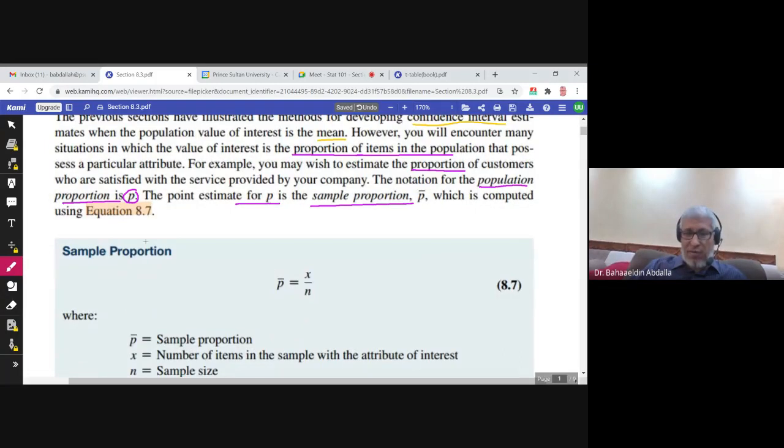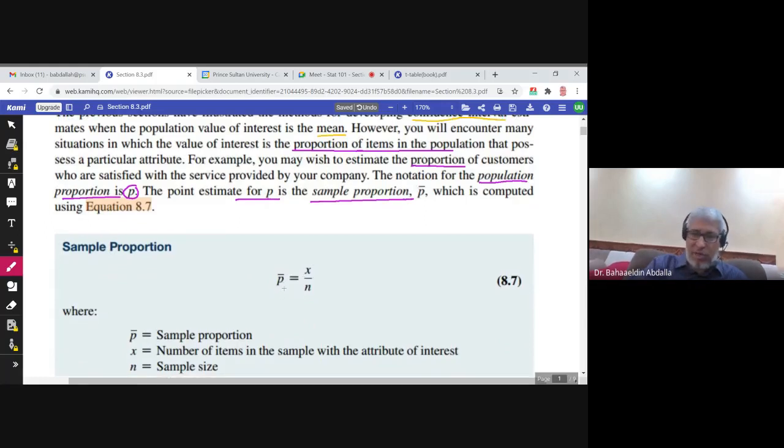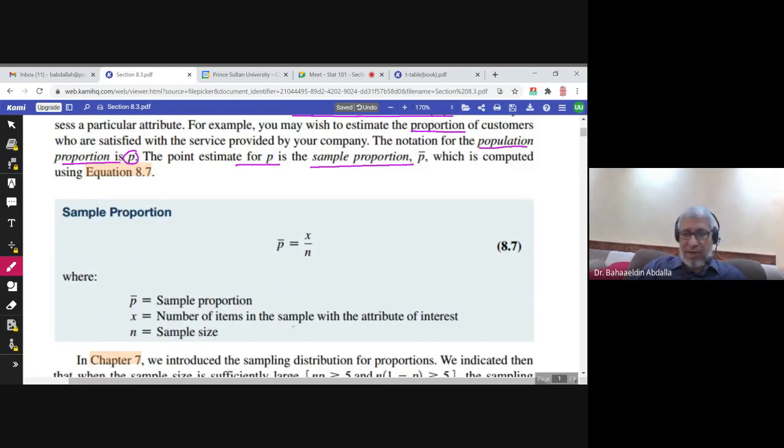And if you remember, P is capital X over capital N. That's the population proportion. And the sample proportion, P bar, is small x over small n, where small x is the number of items in the sample with the attribute of interest, and small n is the sample size. So if you want to find the proportion of Arab students in the class, you can divide X, the number of Arab students, by all the students in the class. You get the sample proportion.